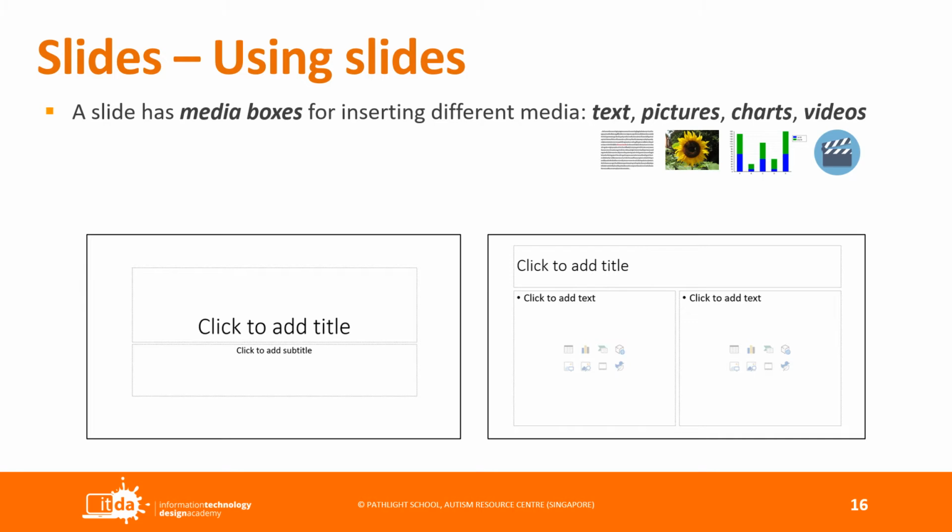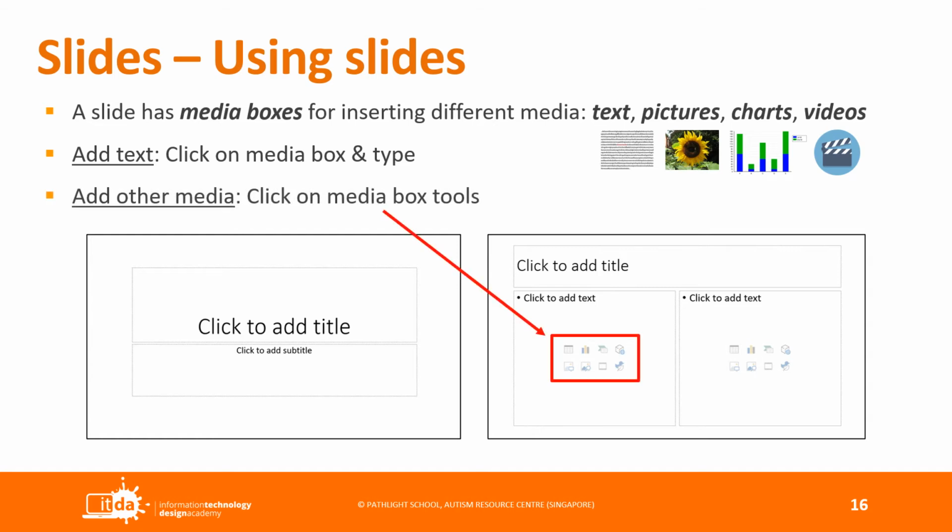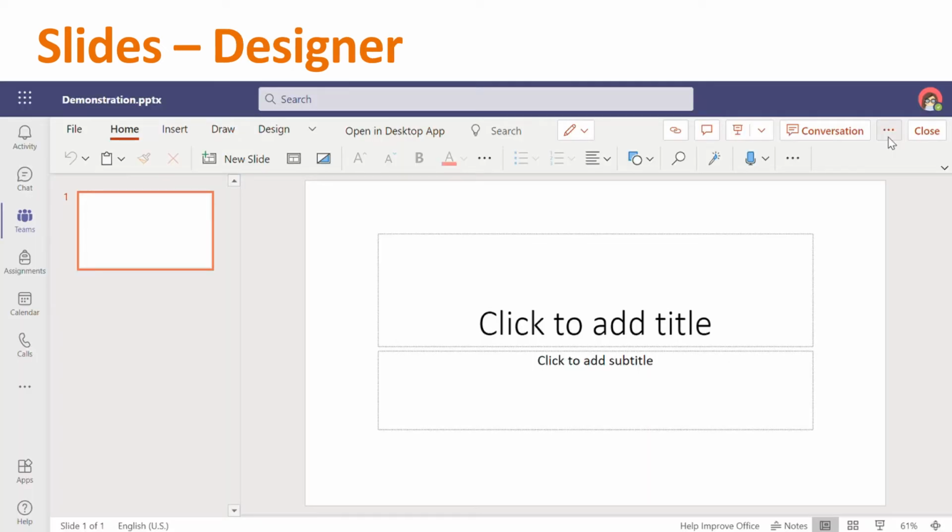Things like text, pictures, charts, and videos. Okay, we learned that to add text is very easy. Just click the box and type. And if we want to add other media, we can explore clicking the other tools inside the box. Okay, so very simple. And one thing cool about slides is you can add a design to it.